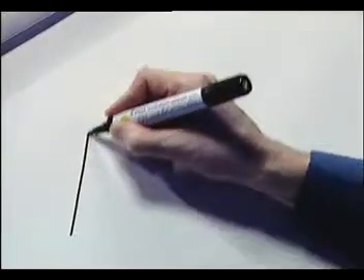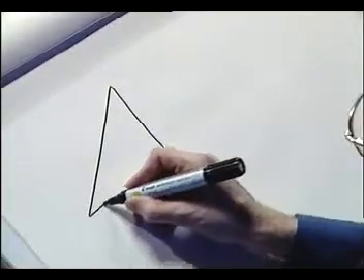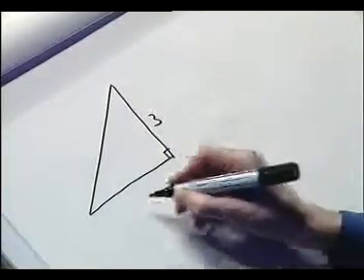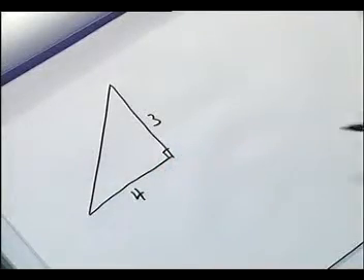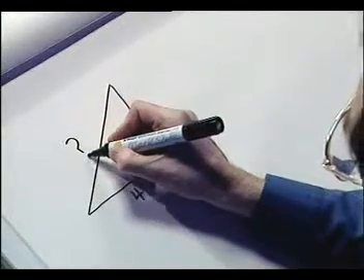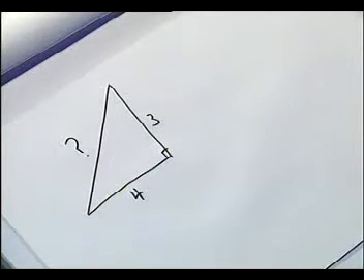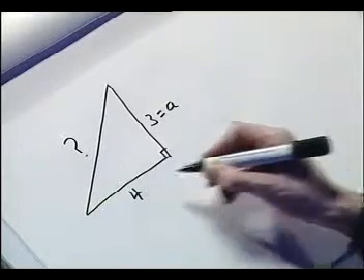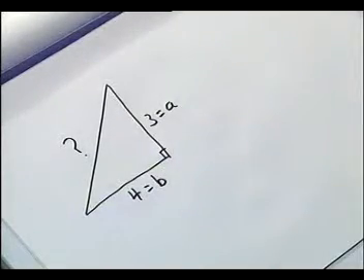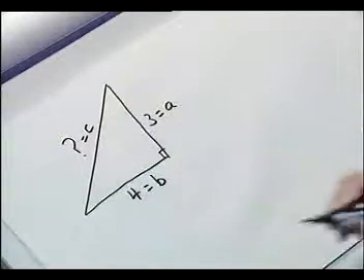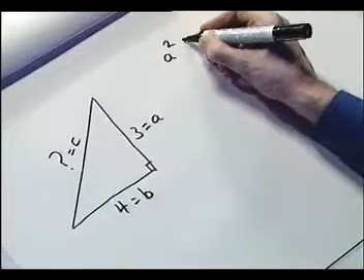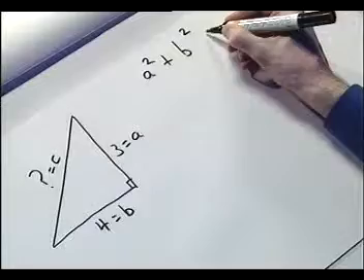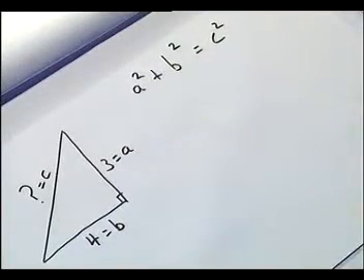First of all, let's take a triangle whose two shorter sides are of length 3 and of length 4. And the question is, how long is the longest side, the hypotenuse? So we can label our sides. Let's call this one A, and we'll call this one B, and then the one we want to find is C. So using the theorem, we know that a squared plus b squared is c squared.